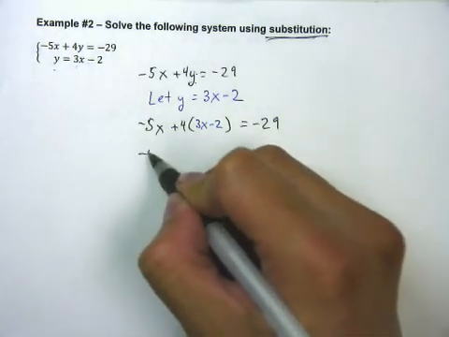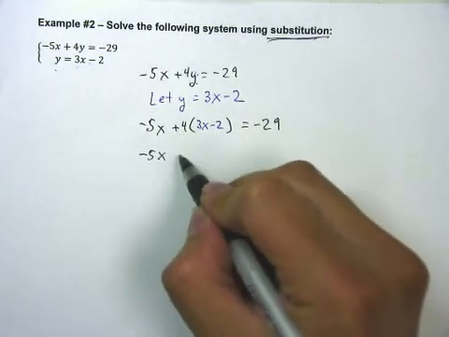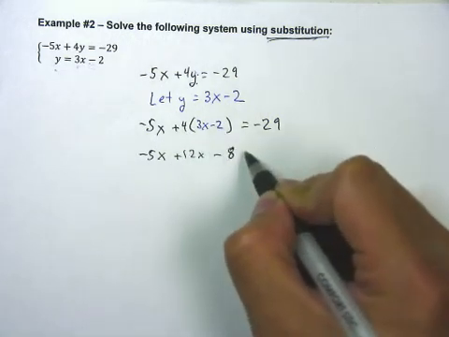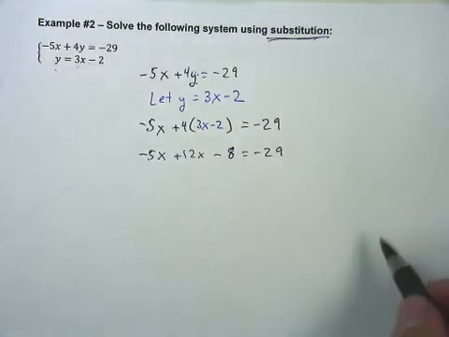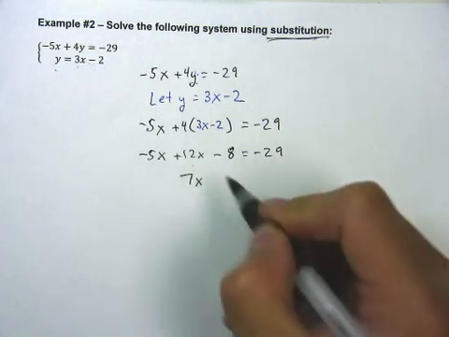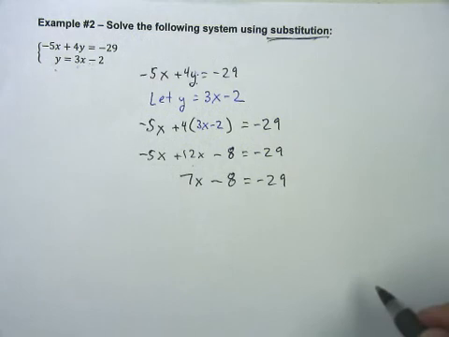So let's see. This is going to be negative 5x, and we're going to distribute the 4. So 4 times 3x, this is plus 12x. 4 times negative 2, this is minus 8, equals negative 29. Let's simplify. So negative 5x plus 12x, that's the same thing as 7x. So 7x minus 8 equals negative 29.